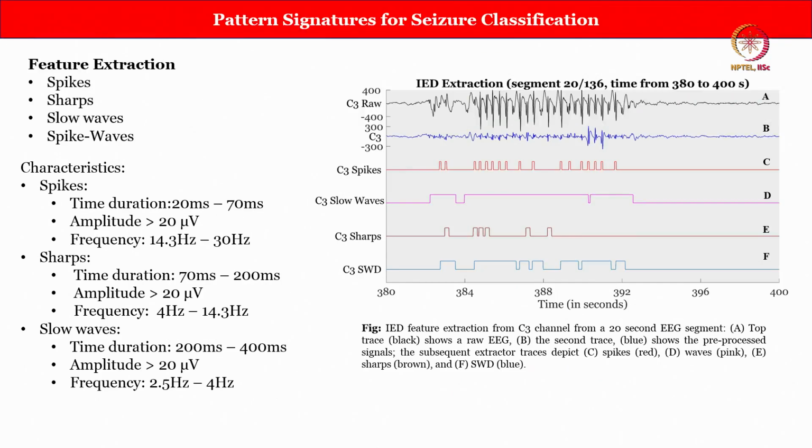Now, if you know that, okay, these are the possible feature extraction parameters, that means that we know that there are spikes, there are sharps, slow waves and spike waves. Okay, these 4 feature extraction things are there, but how will we determine from this signal whether there is a spike or slow waves or there are sharps, right. So, the literature, it is not what we have done in the lab, but the literature shows that the spikes can be defined when the time duration is between 20 milliseconds and 70 milliseconds, where the amplitude is greater than 20 microvolts. The frequency is between 14.3 hertz to 30 hertz.